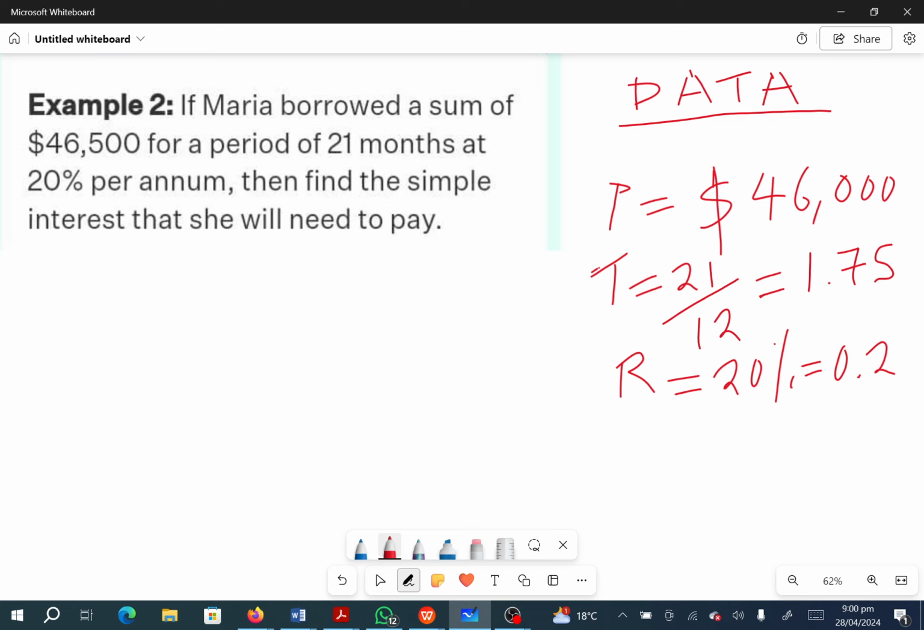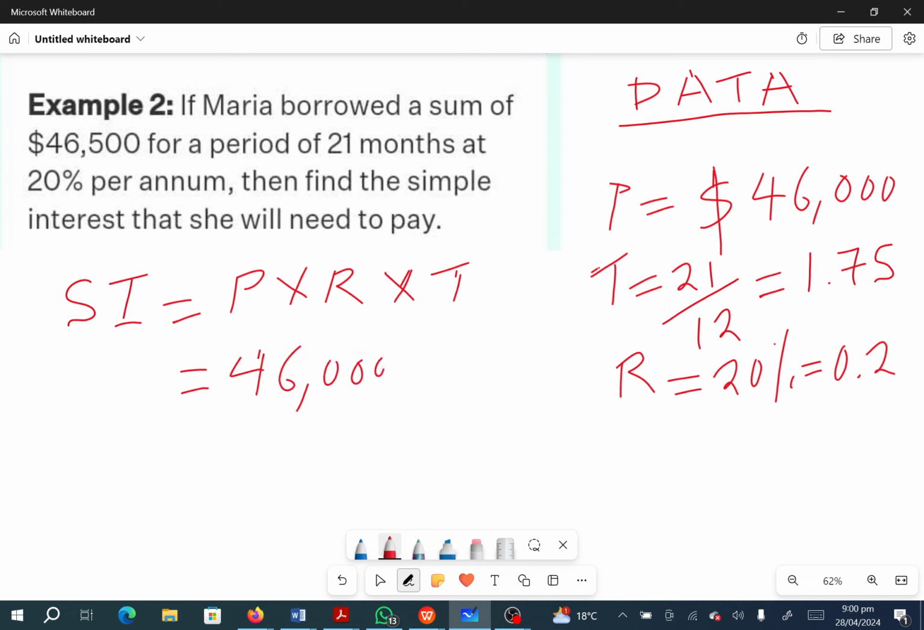Now, we know that our formula for calculating simple interest is that simple interest is equal to PRT. So P, which is the principal, multiplied by the rate, multiplied by the time, which is the period. So we are saying our principal amount is 46,000.